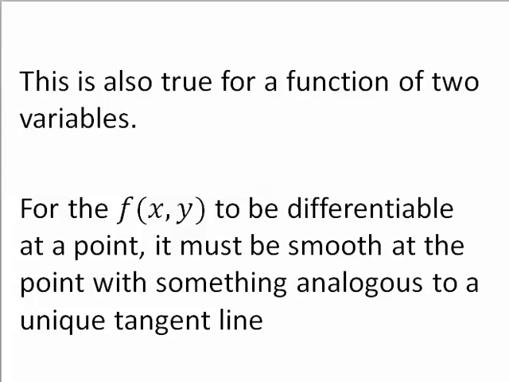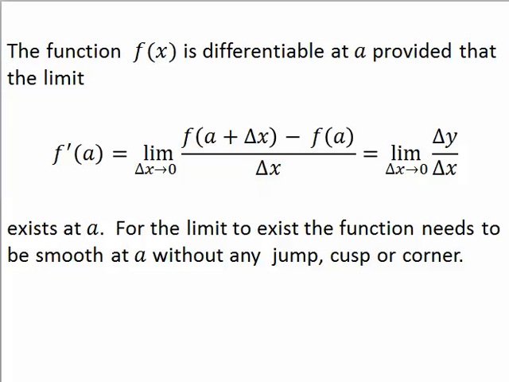This is also true for a function of two variables. For the function f to be differentiable at a point, it must be smooth at the point with something analogous to a unique tangent line. Let's go back to single variable. The function f is differentiable at a provided this limit exists at a. For the limit to exist, the function needs to be smooth at a without any jump, cusp, or corner.